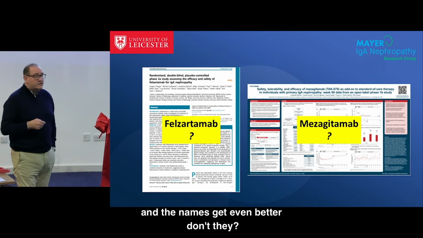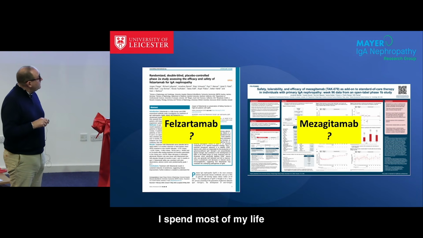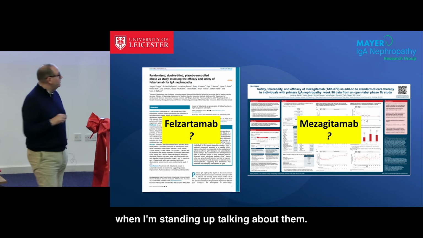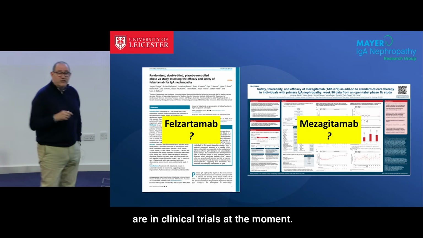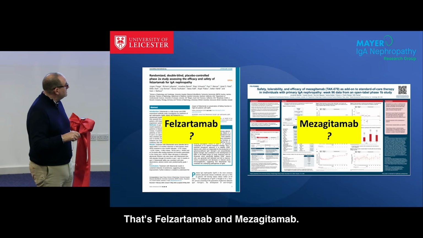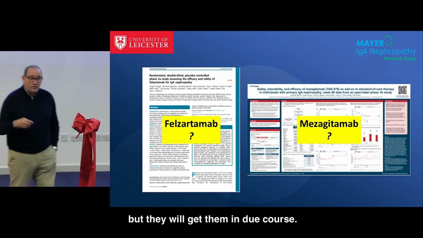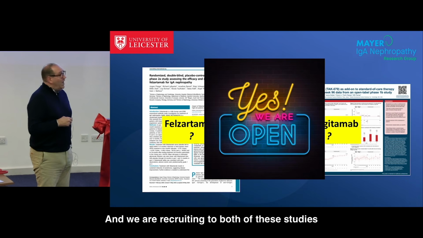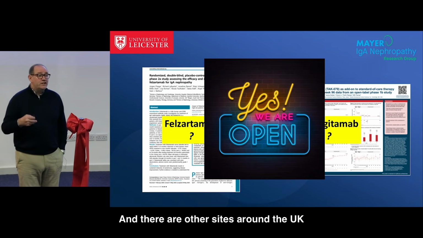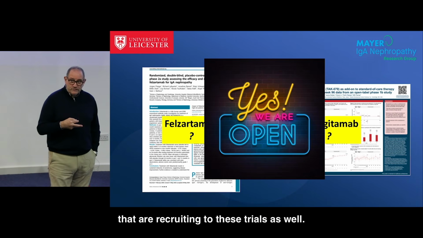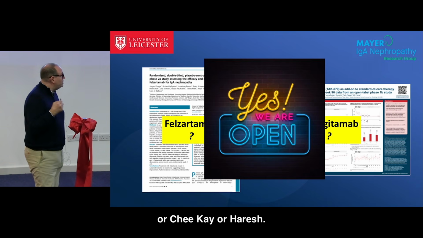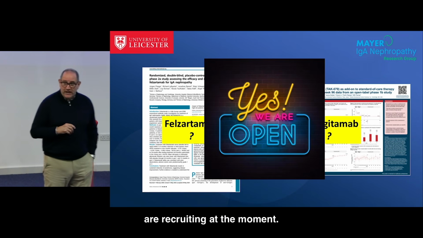And then we have 2 drugs, and the names get even better, don't they? I spend most of my life practicing each of these drug names, so I don't look an idiot when I'm standing up talking about them. So these actually are in clinical trials at the moment, so they're a bit further behind. That's felzartamab and mezagitamab, and again, they don't have any other names at the moment, but they will get them in due course. And we are recruiting to both of these studies in Leicester, and there are other sites around the UK that are recruiting to these trials as well. So anyone interested, please have a chat with me or Chike or Harish, but these 2 trials are recruiting at the moment.